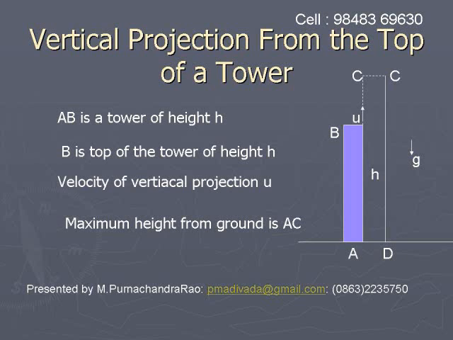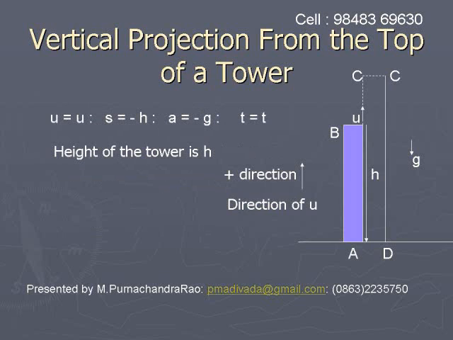Suppose it reaches the maximum height. It reaches the maximum point C, which is at a maximum height from the ground, and it then returns. Actually, it comes along the same path, but to have an understanding, I have shown the path to be separate. So CD is the return path. The height of the tower is small h. And the acceleration due to gravity is in the downward direction.